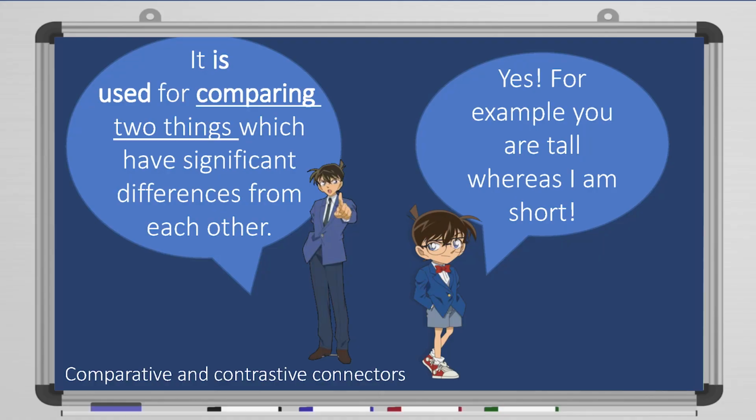We use them if we're trying to compare two things that have significant differences from each other. What do I mean by significant? I mean very obvious differences. So if you have two things, you're trying to compare and contrast them, to show how they're different, then you're going to use these comparative and contrastive connectors. For example, if I'm going to compare the two boys in the picture, I'm going to say one is short, whereas the other is tall. Very simple.